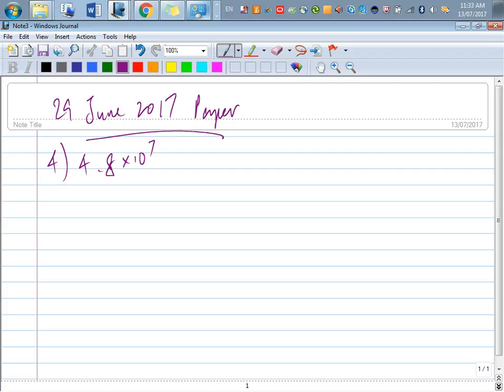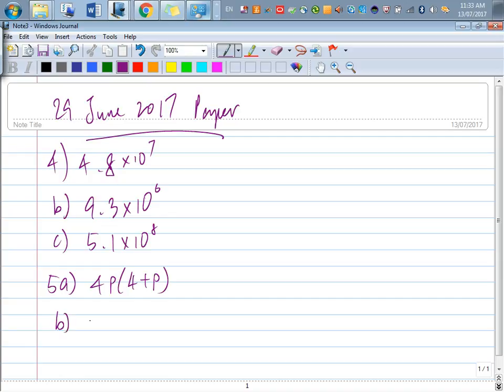Okay, so now please self-mark first. Harisha, have you done it? Self-mark. These are the answers. Then for 4b, 9.3 times 10 to the power 6. Anybody needs me to go through any part?